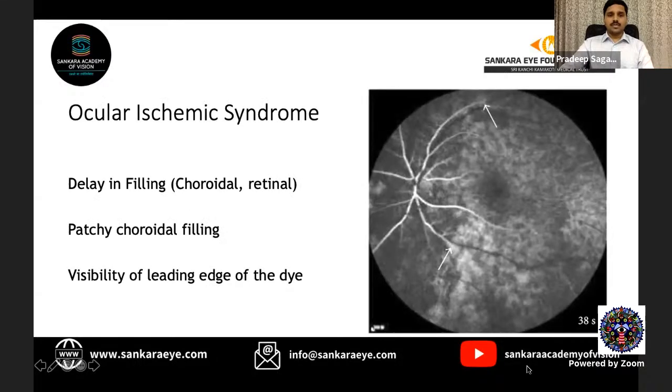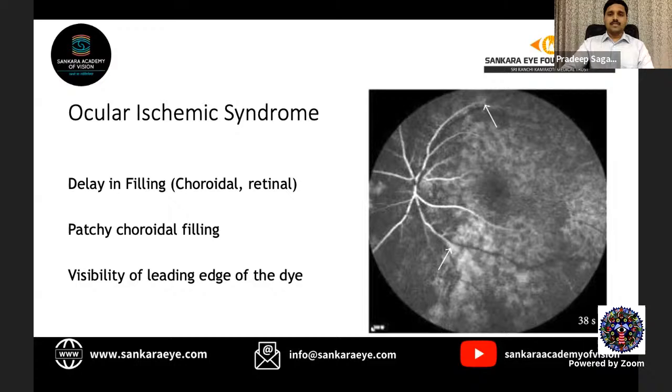We know that ocular ischemic syndrome is characterized by low flow through the ophthalmic artery. So, as expected, we can see that there is delay in choroidal filling. There will be patchy choroidal filling. Here we can see an example. This is a fundus photograph, and a fundus fluorescein angiogram at 38 seconds, where we can see patchy filling of the choroid. Here we can also see a leading edge of dye. Again, here we can see a leading edge of dye in the arterial tree.